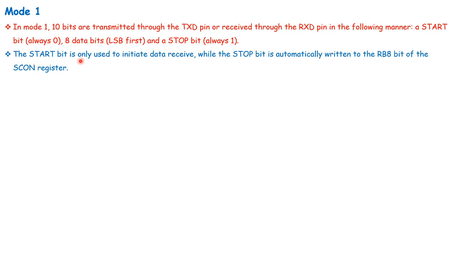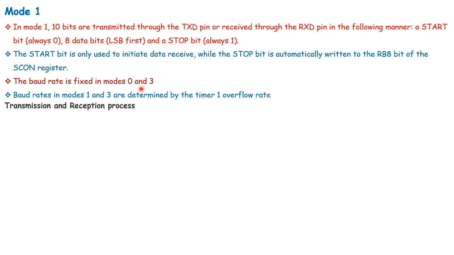The start bit is only used to initiate the data reception, while the stop bit is automatically returned to the RB8 bit of the SCON register. The baud rate is fixed in mode 0 and mode 2, but the baud rates in mode 1 and mode 3 are determined by the timer 1 overflow rate.